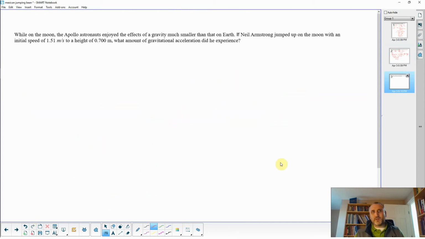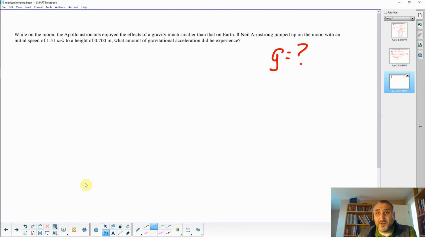While on the moon, the Apollo astronauts enjoyed the effects of gravity much smaller than that on Earth. If Neil Armstrong jumped on the moon with an initial speed of 1.51 meters per second to a height of 0.7 meters, what amount of gravitational acceleration did he experience? So here's the crazy thing. We are going to be solving for g. And you might ask me, how would we do that?